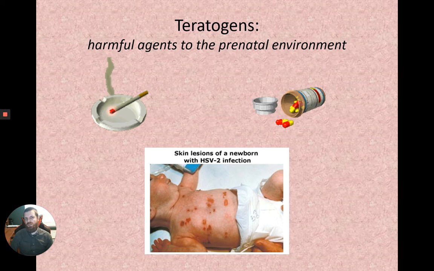Let's take a moment and talk about teratogens. Teratogens are harmful agents to the prenatal environment. So these are things that are actually going to harm you before you actually exist outside the womb. That makes them pretty dangerous. Cigarette smoke is an example. Infections and viruses are an example.